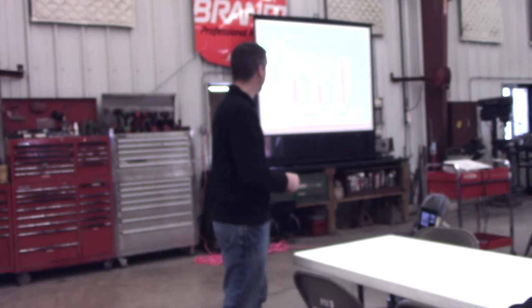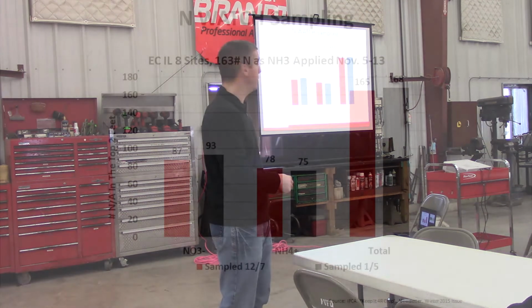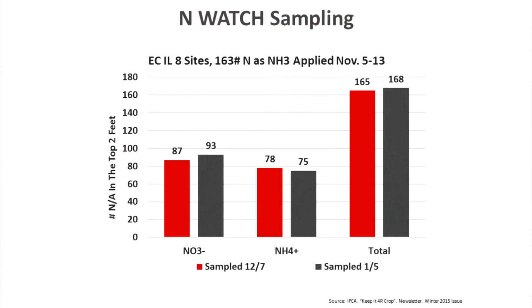And out of 163 pounds, they still found 165 when they sampled it the first part of December, and 168 pounds when they sampled it the first part of January. The real key about this January 5th sampling date is that it was a week or so after we got the 3 and 4 inch Christmas rains. They shouldn't have found that much nitrogen if we had lost it. So it's there.